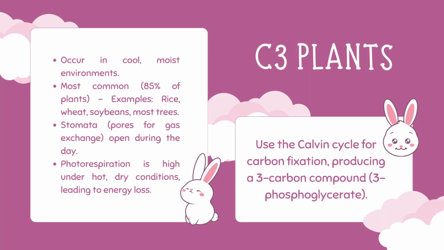Let's start with C3 plants, the most common type. These plants use the Calvin cycle directly to fix carbon dioxide into a three-carbon compound. They thrive in cool, moist environments and include crops, for example rice or soybeans. However, one drawback of C3 plants is that they are vulnerable to photorespiration, which reduces their efficiency in hot and dry conditions.